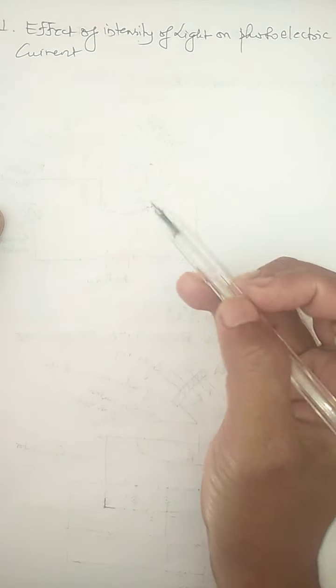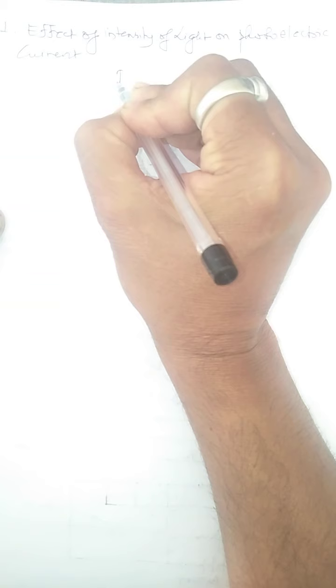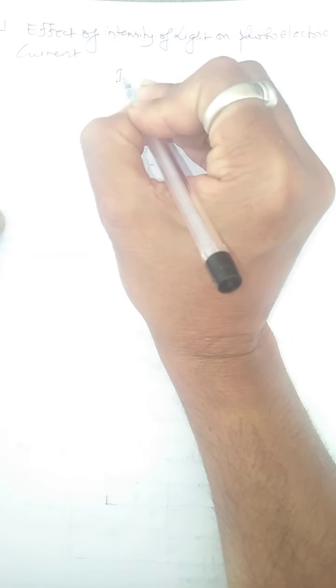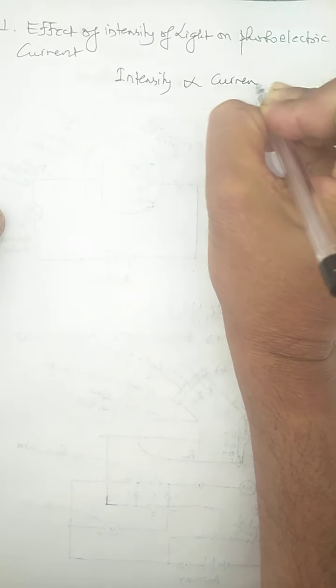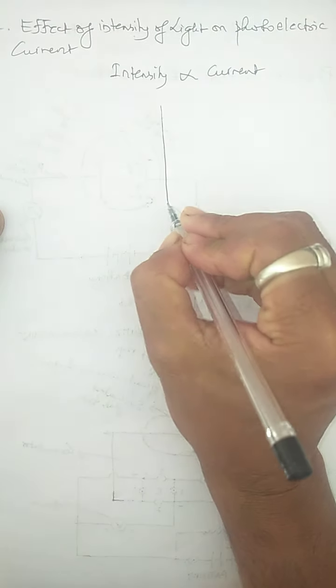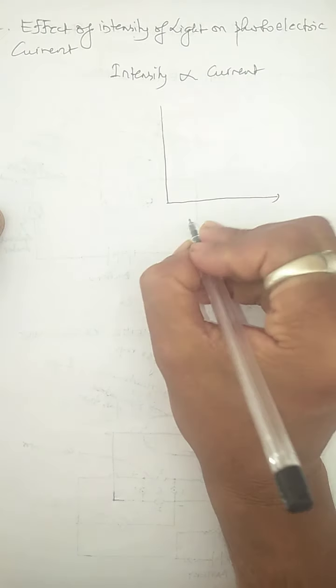Photoelectric current and intensity of light are directly proportional to each other. So if I write I for the intensity of light, then the current and the intensity of light are directly proportional. That means we can plot a graph here, and what graph is this?